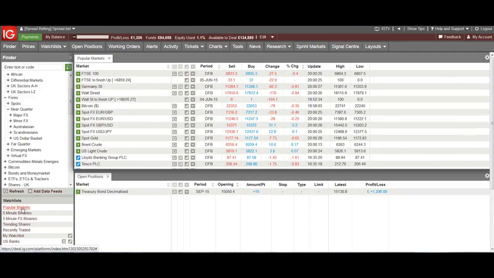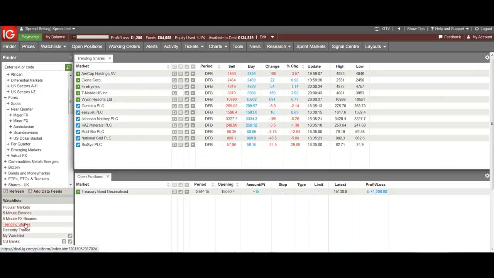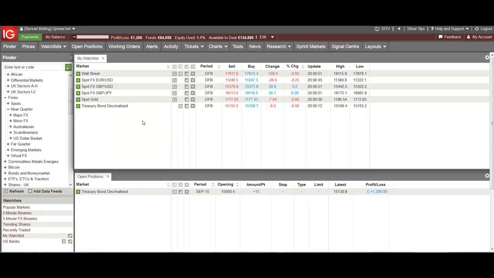Popular markets, as the word says, these are obviously markets that are popular with spread betting customers, and this is all in real time. There's also binary bets, which are shorter term trades. You can obviously have trending shares, seeing what shares are trending higher or lower. And again, you can set up your own watch list as well. So in this case, I've just got treasury bonds, gold.